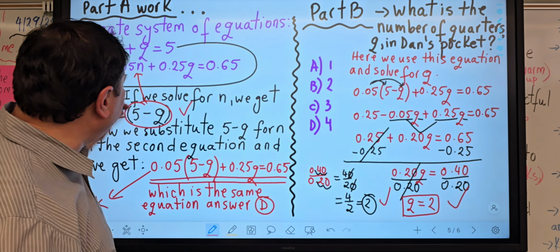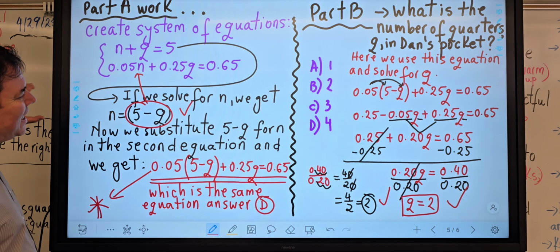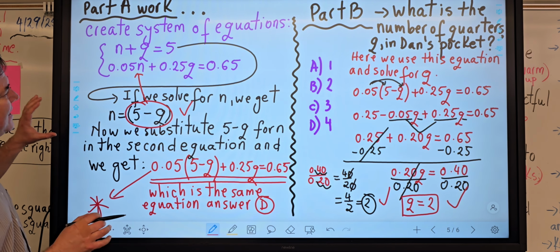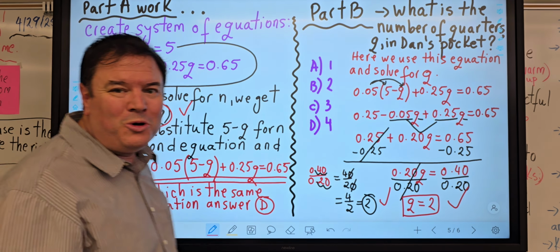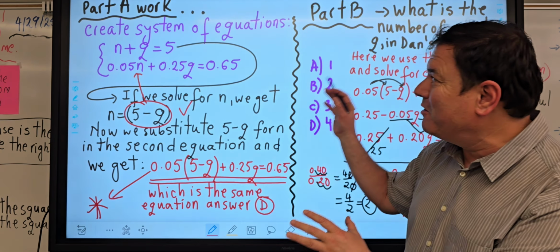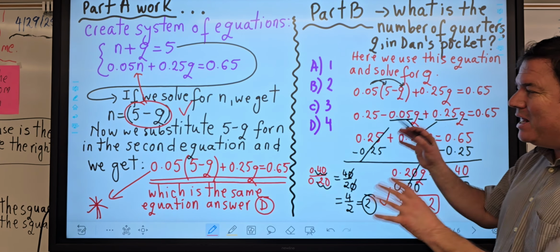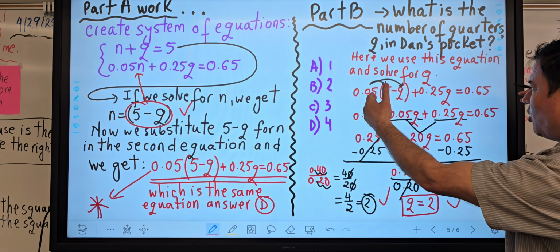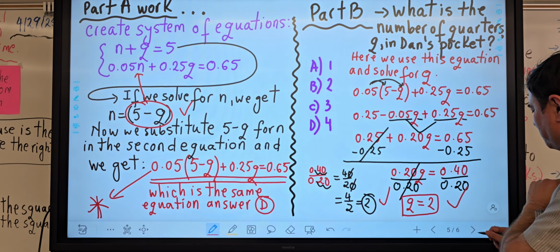Again, this is a word problem that required us to do it step by step, but first we needed to create a system of equations and then manipulate the information, solve the equation, and get the Q.